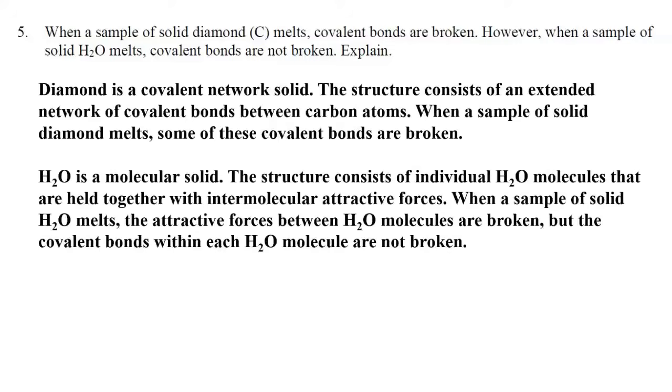So diamond is a covalent network solid, whereas water is a molecular solid. In a covalent network solid, the structure consists of an extended network of covalent bonds between the atoms. So when a sample of solid diamond melts, some of these covalent bonds between the carbon atoms are broken.